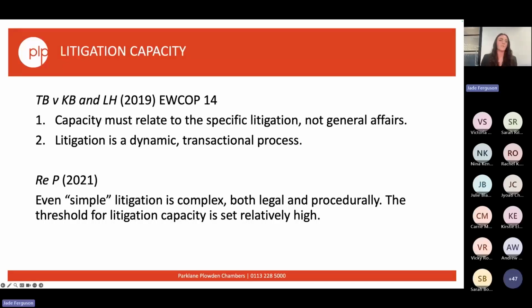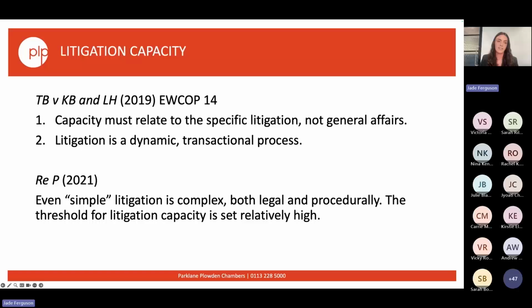The second really helpful point from this case is that it's just a reminder, really, that litigation is a dynamic and transactional process. It involves recalling all sorts of information, giving instructions on the spot, receiving legal advice, written and verbal, and making decisions repeatedly as the case develops. So what that means is that although the scope of what needs to be understood is focused on the particular litigation, the depth of understanding required is perhaps quite significant.